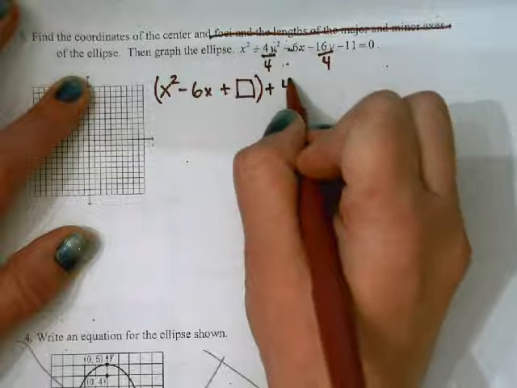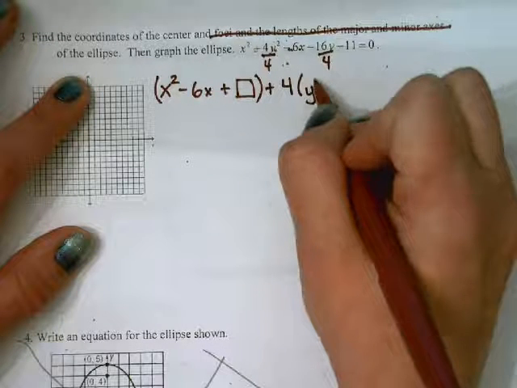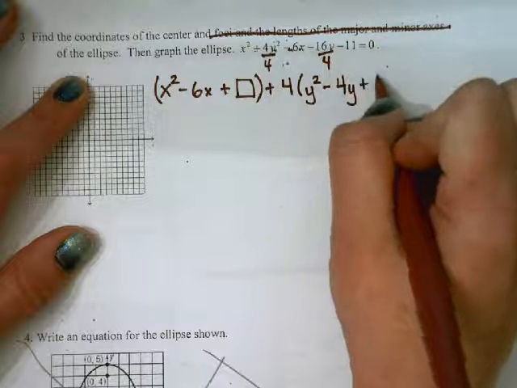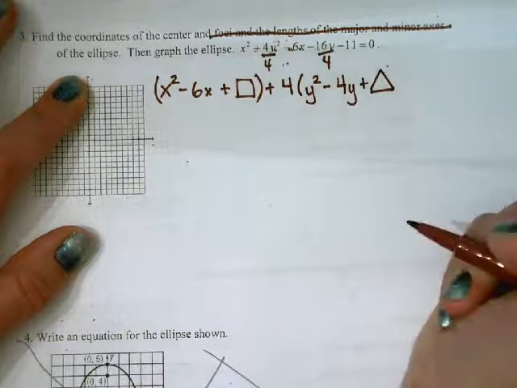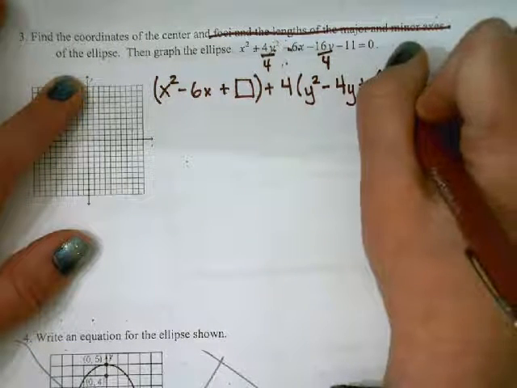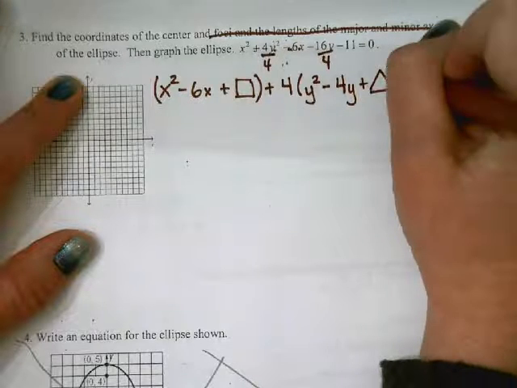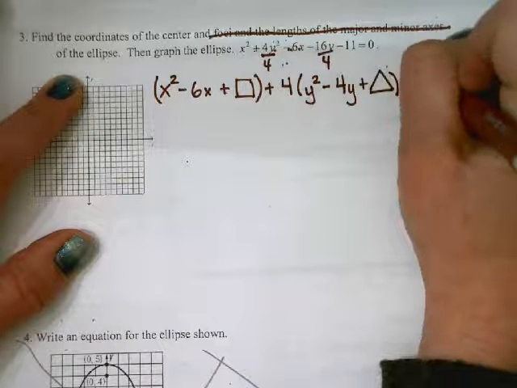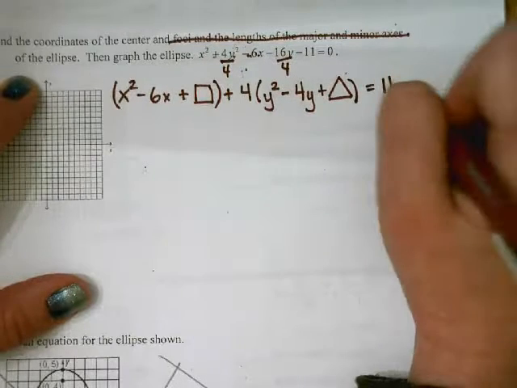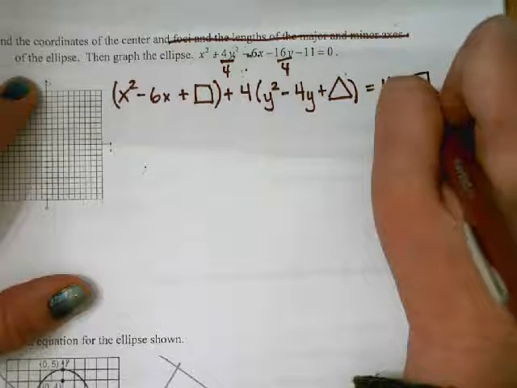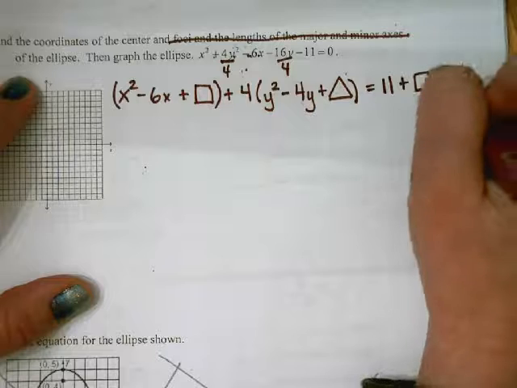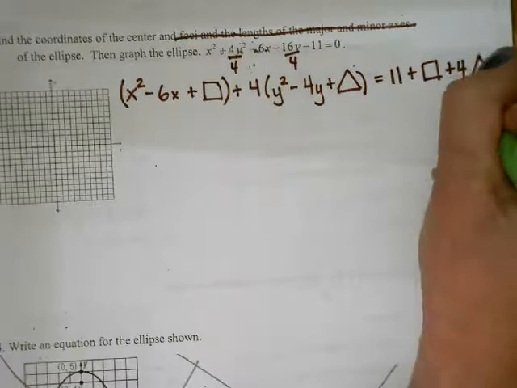All right, I'm going to put the 4 out front. y squared, he's now minus 4y, plus, I'm going to use a triangle. You can use whatever shape you want. Equals, I'm going to add my 11 over. To preserve equality, you've got to add a box. We also have to add a triangle, but in front of our triangle, we also have to have the 4. Don't forget the 4 in front of your triangle.